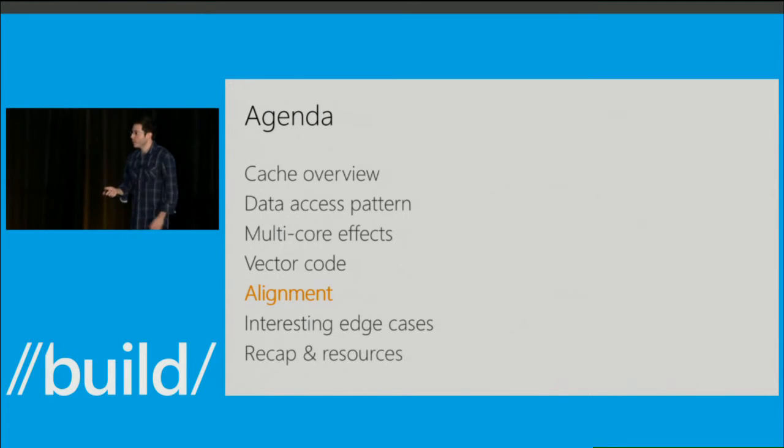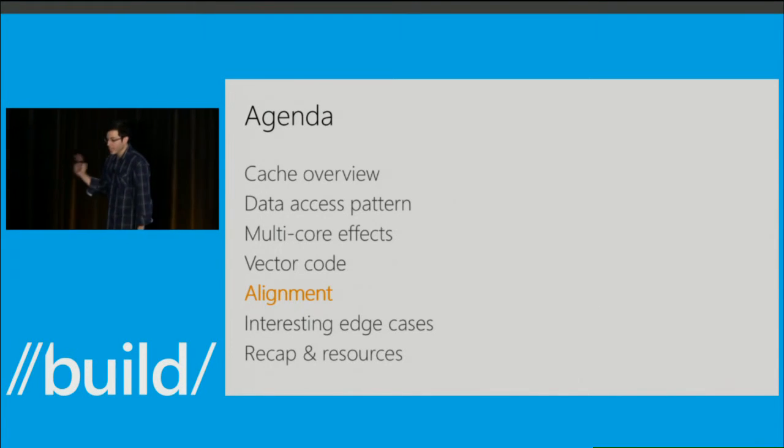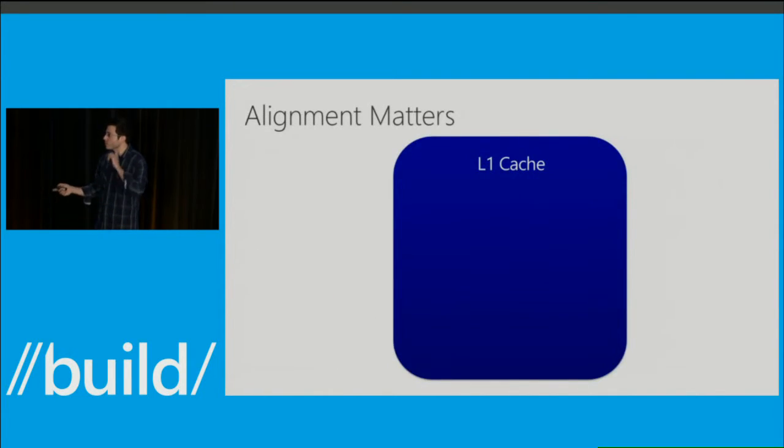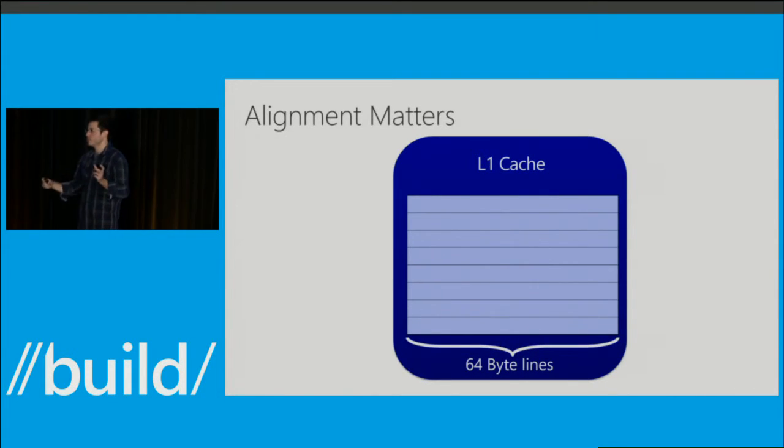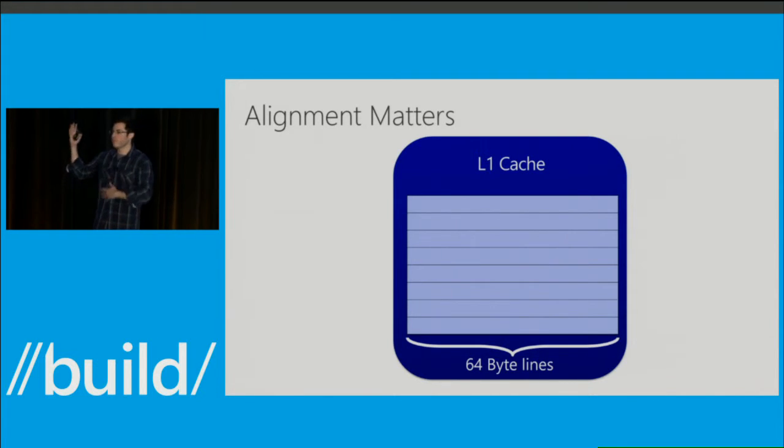All right, I want to spend a little bit of time talking about alignment, especially how that pertains to vector code, because this is extraordinarily important. The way I like to think about alignment is in terms of cache lines. Here's not the prettiest zoom-in of the L1 cache. It doesn't actually look blue or anything like that. But the way the L1 cache is organized, and the same with the L2 cache, is into 64-byte lines. So when you're operating, you load 4 bytes of data, say from the L2 cache.